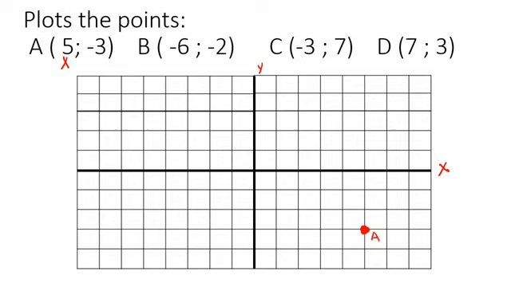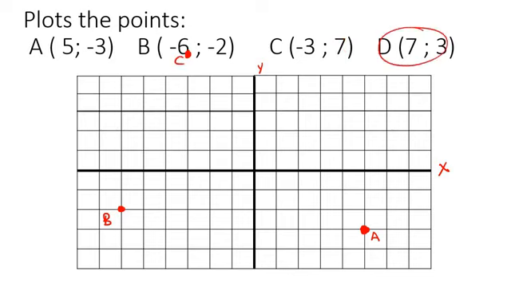Now we're going to do B. So B is minus 6 for the x, so 1, 2, 3, 4, 5, 6, and then minus 2 for the y. And so there's where your point will be over there, so we can just label that as B. Now we're going to do C, so it's 3 to the left for the x, 1, 2, 3, so that's there. And then we're going to go 7 up, 1, 2, 3, 4, 5, 6, 7. Okay, I didn't draw enough space, but you get what I mean. It would have been over there, okay? And so we can fill that in as C.